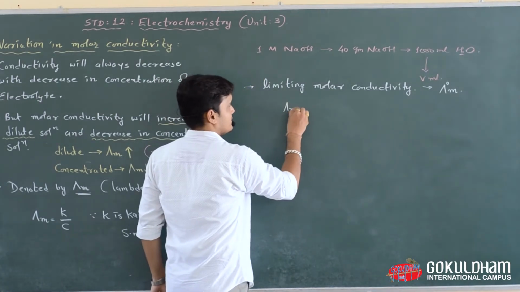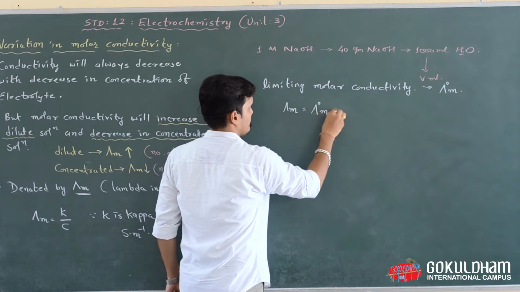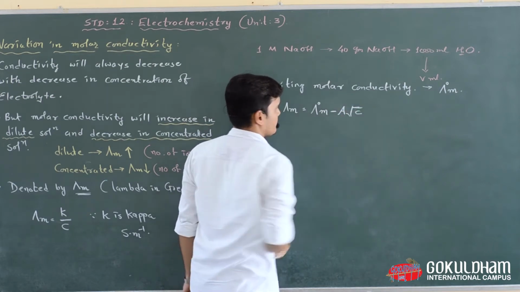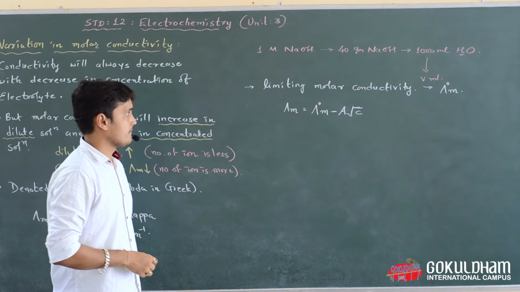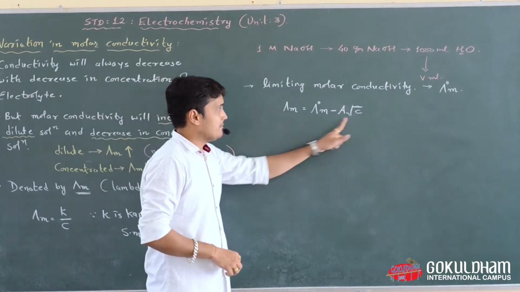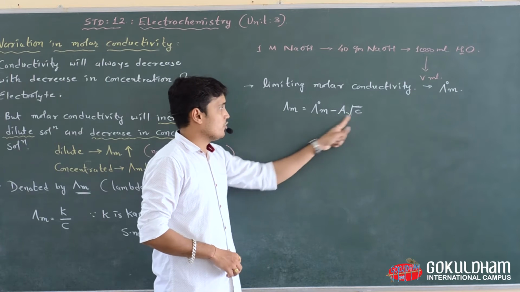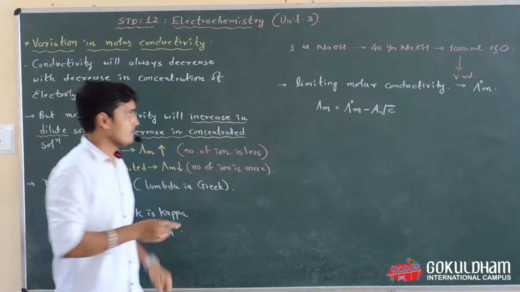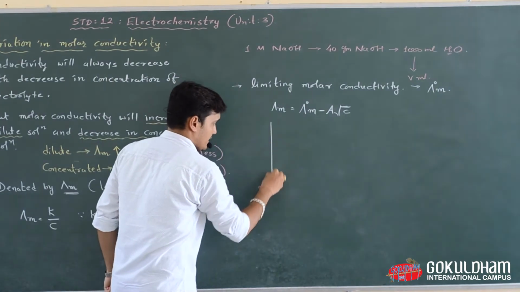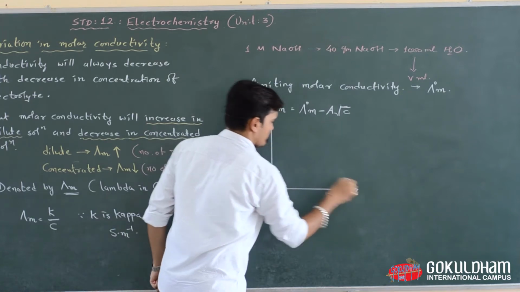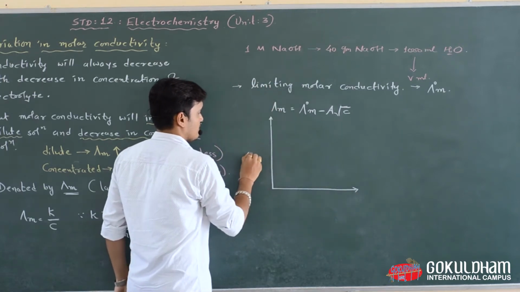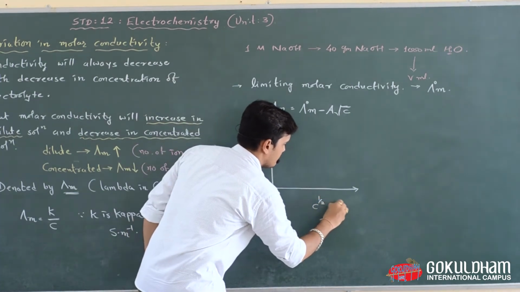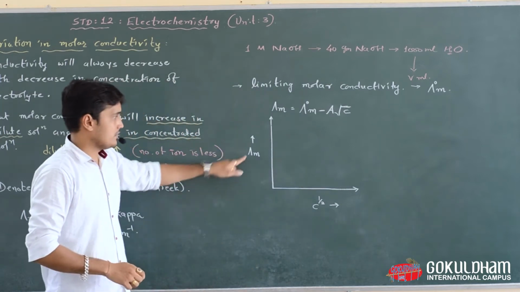Now the other equation is lambda m is equal to lambda 0 m minus a into c raised to 1/2, or a into under root C. Is this lambda m and this C both perpendicular or parallel with each other? We plotted the graph of lambda m against C raised to 1/2.